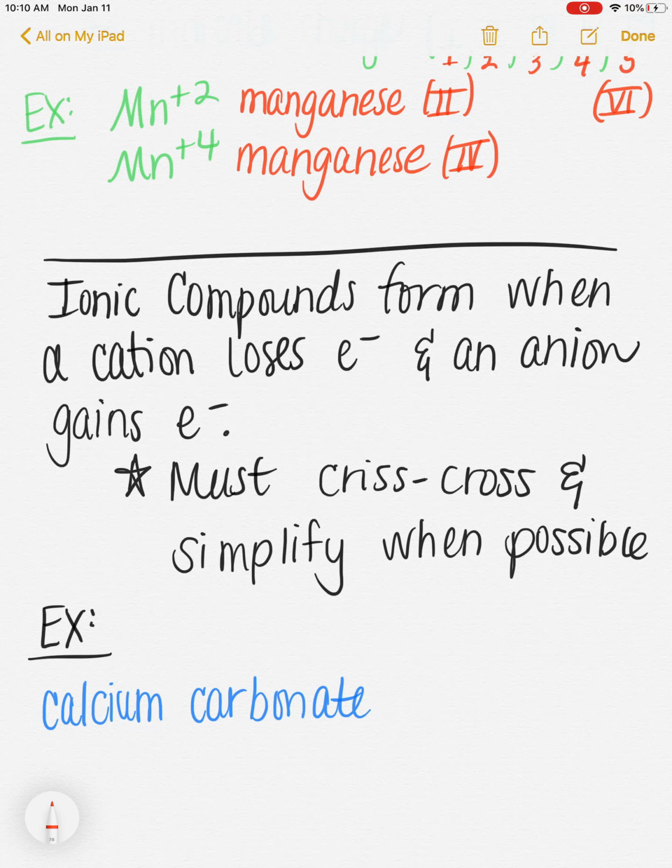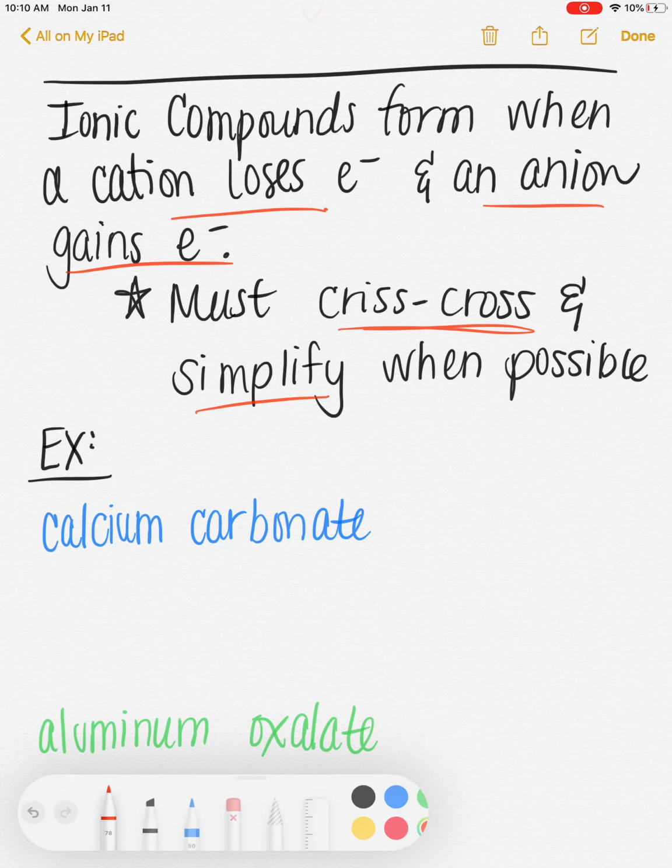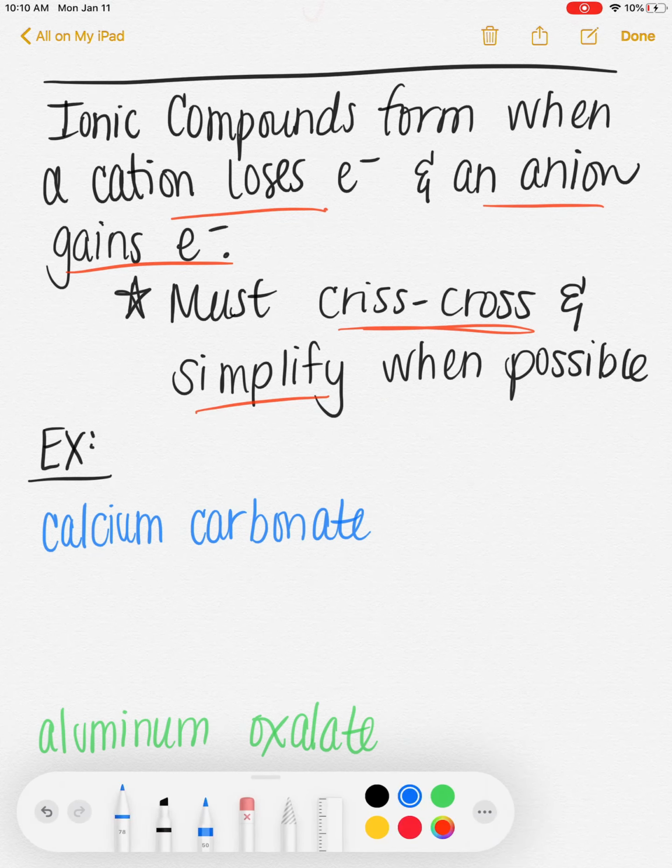Next, let's review what an ionic compound is. An ionic compound is formed when a cation loses its electrons and an anion picks those same electrons up. You cannot just have a cation floating around in space without an anion. These electrons have to go somewhere. If someone's gaining something, someone has to be losing, and vice versa. When we are writing formulas for these, we have to remember that you have to crisscross your superscripts and then simplify whenever possible. So, a few review problems here for us.